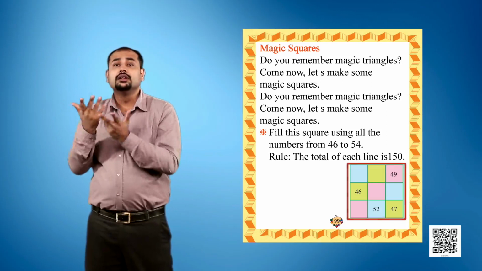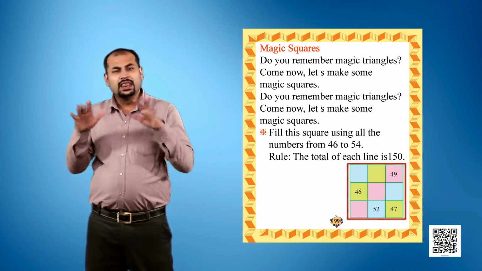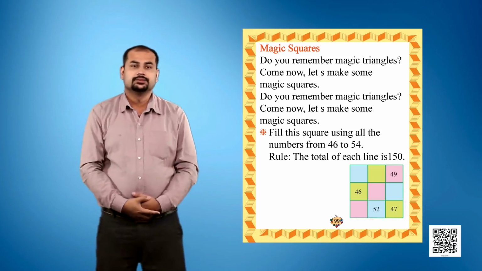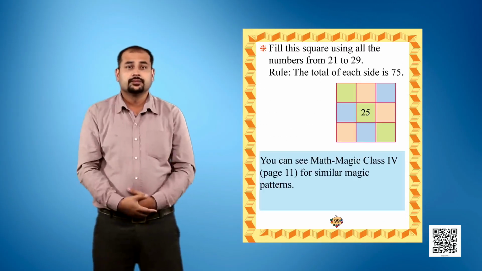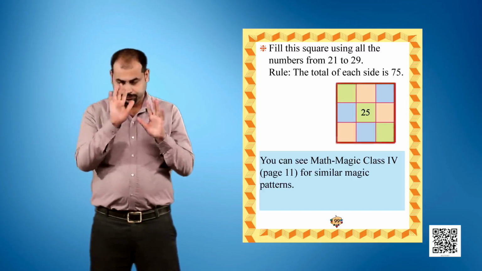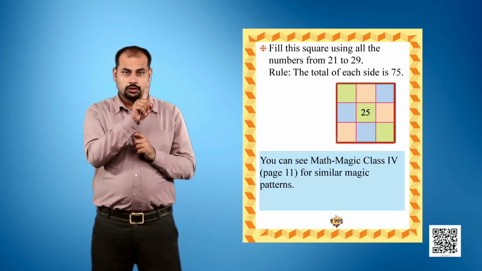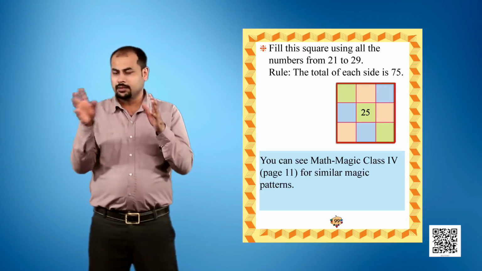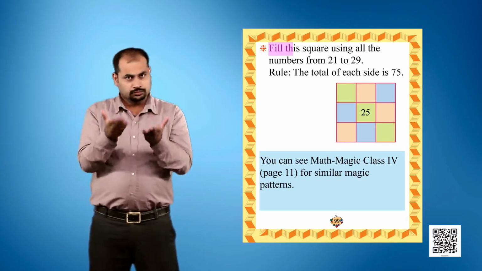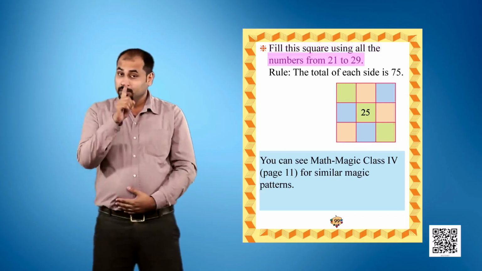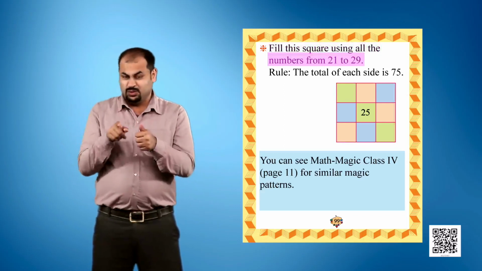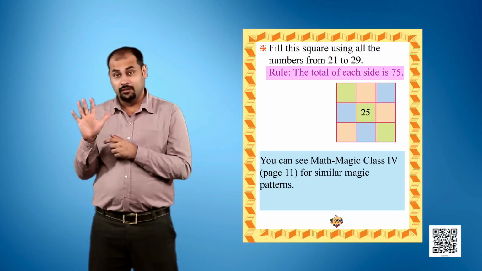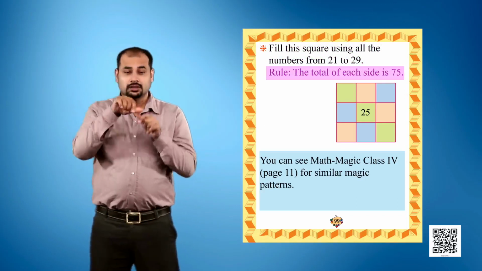We have a square grid with 3 columns and 3 rows. Below this we have another square with 3 rows and 3 columns. Number 25 is written in the middle. Fill this square using all the numbers from 21 to 29. Rule: the total of each side is 75.